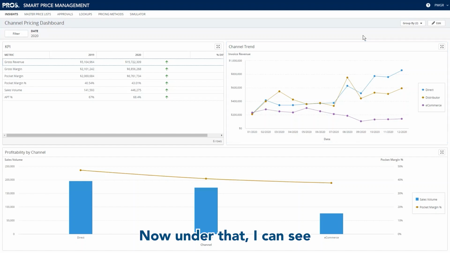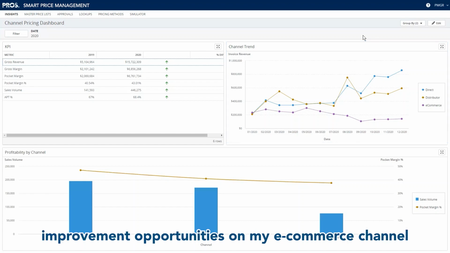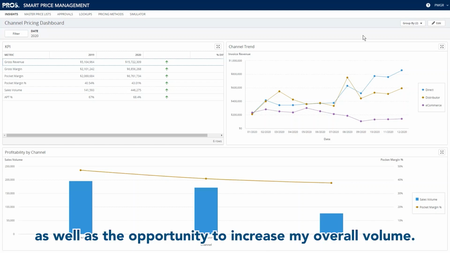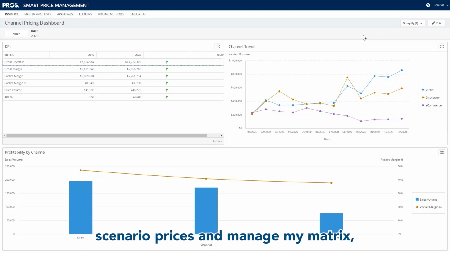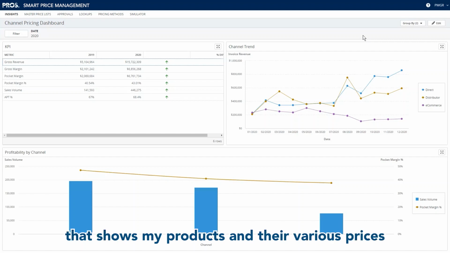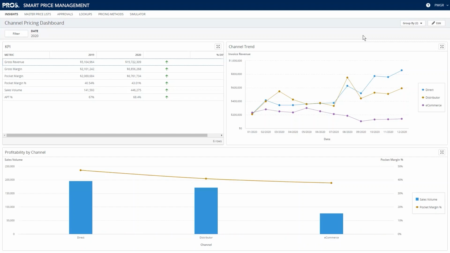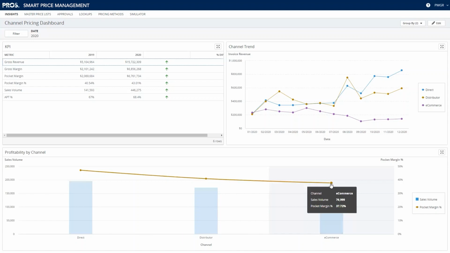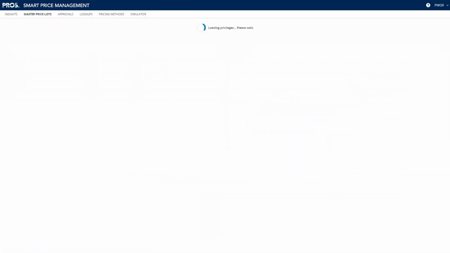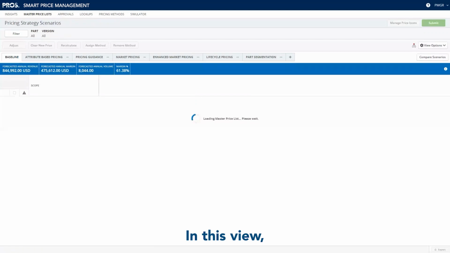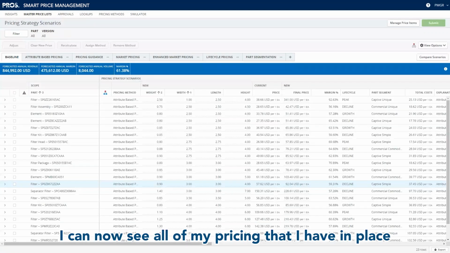Now, under that, I can see there are still quite a bit of margin improvement opportunities on my e-commerce channel, as well as the opportunity to increase my overall volume. From here, I can navigate directly to my pricing scenario price list and manage my matrix, which is just a simple matrix that shows my products and their various prices in different pricing scenarios. In this view, I can now see all of my pricing that I have in place.